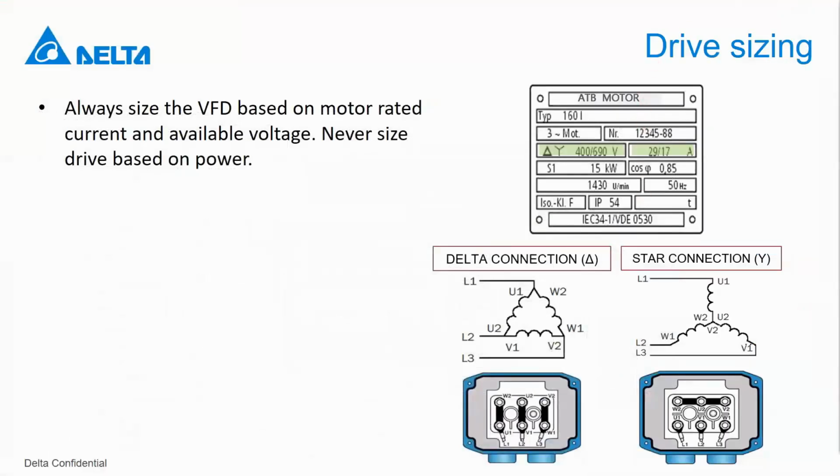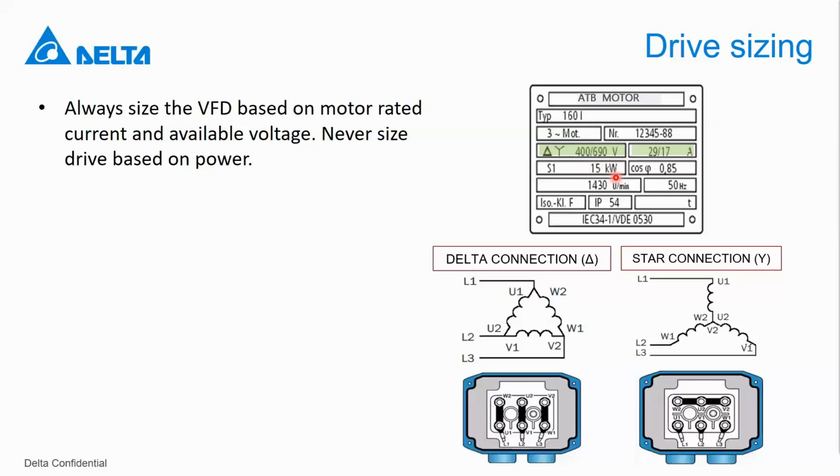So I mentioned earlier that I will explain why it's important to size the drive based on rated current and not based on power. In this example, you can see that the rated speed of this motor is 1430 and it's rated at 50 hertz. So this means that this is a 4-pole motor. In this case, if there is no particular overload requirement, then it's more or less okay to size also a 15 kilowatt drive. This is one example in which it's okay to size a drive based on power.